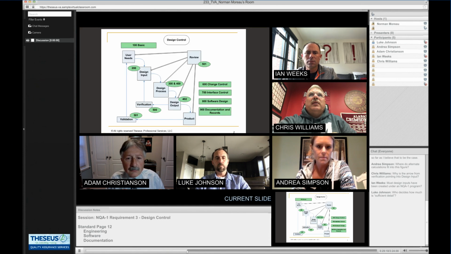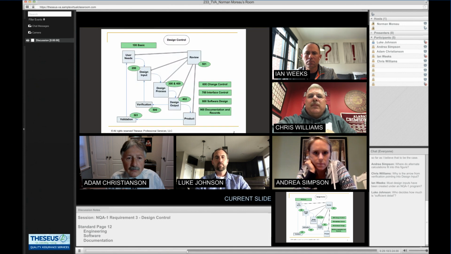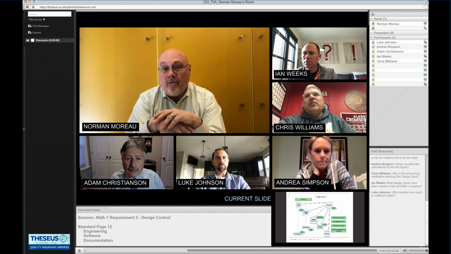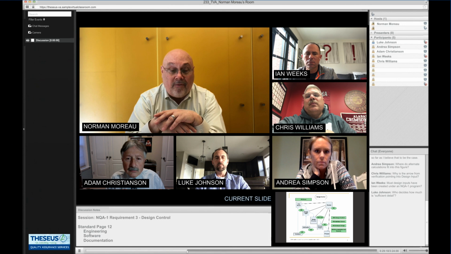So this first diagram that I'm showing here is really a mapping of a traditional engineering activity against the outline of the standard, so the different paragraphs of the standard. You can see there are basic 100, very high level requirements. It goes right into user needs. Well, user needs are not something that we control. It's the user. They define what the expectations are of the design.